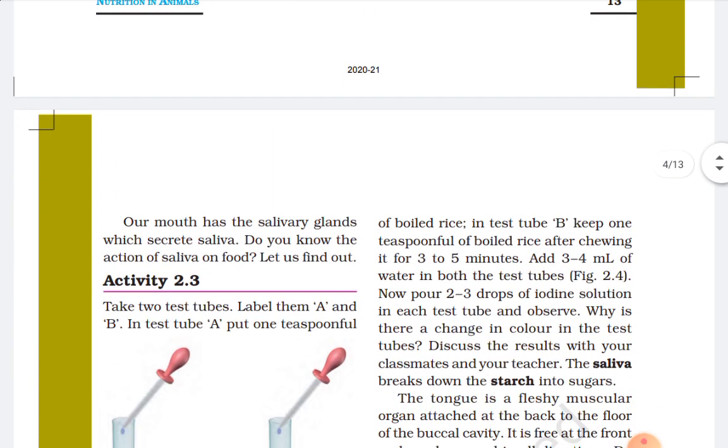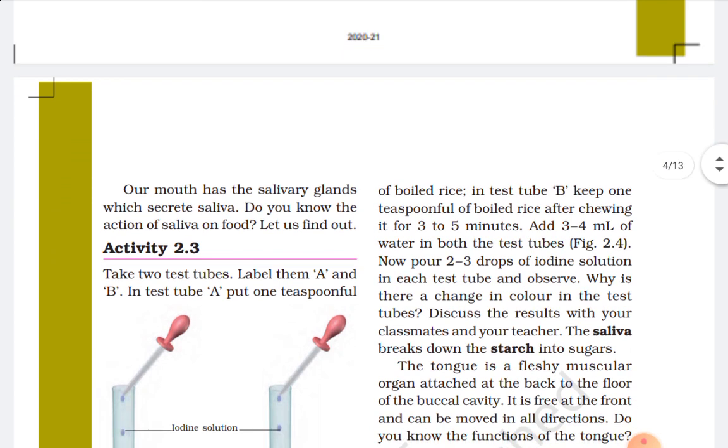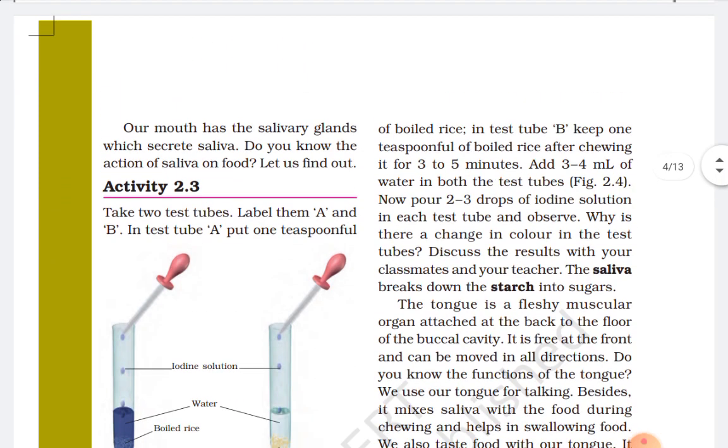Our mouth has the salivary gland which secretes saliva. Do you know what saliva has? Saliva is a slimy substance which is secreted under our tongue. There is a salivary gland which secretes this saliva. This saliva has salivary amylase which helps to digest starch, or we can say carbohydrates. The digestion process starts from the mouth only.